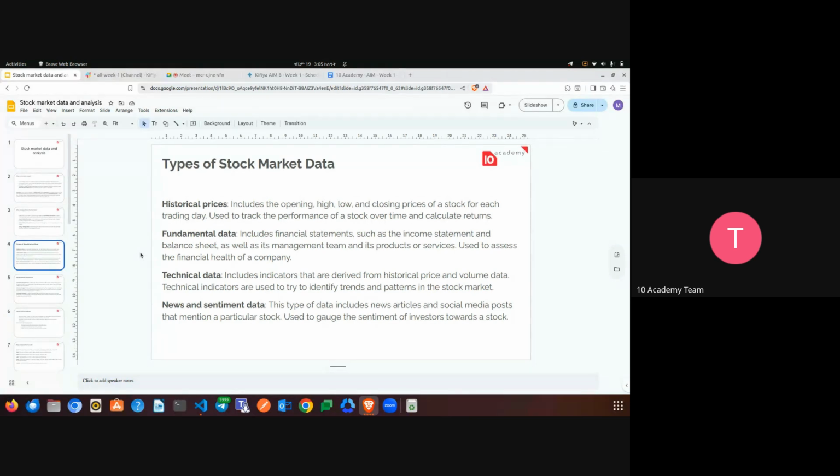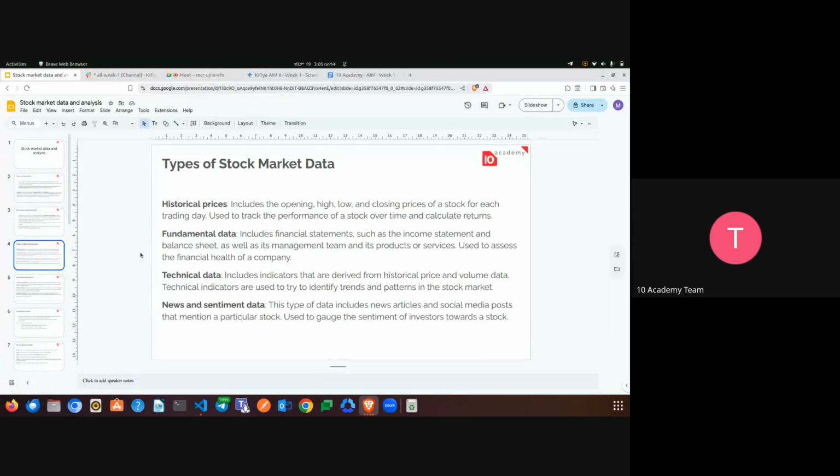So what are the types of stock market data? We have historical prices, which include the opening, high, low, and closing price of a stock for each trading day. These are used to track the performance of a stock over time and to calculate returns. The other type is fundamental data. This includes financial statements such as the income statement and balance sheet, as well as the management team and its products or services, used to assess the financial health of a company. The other is technical data, which includes indicators derived from historical price and volume data. Technical indicators are used to try to identify trends and patterns in the stock market.